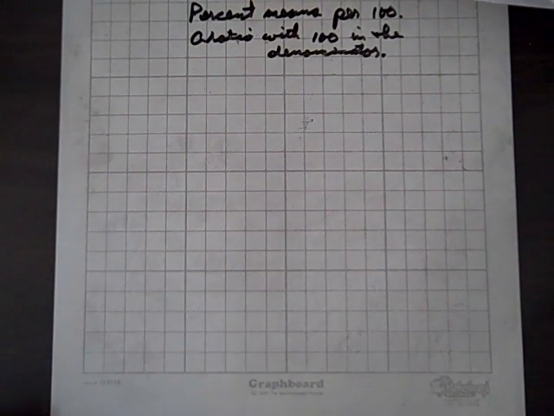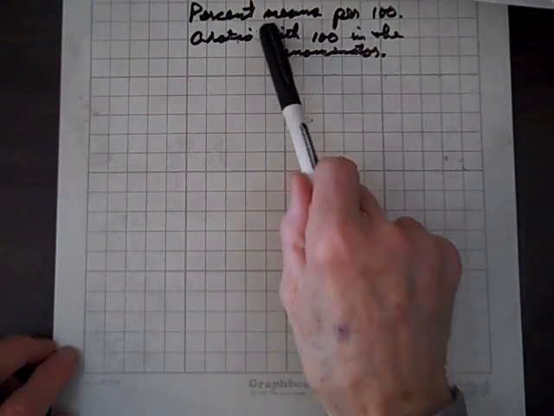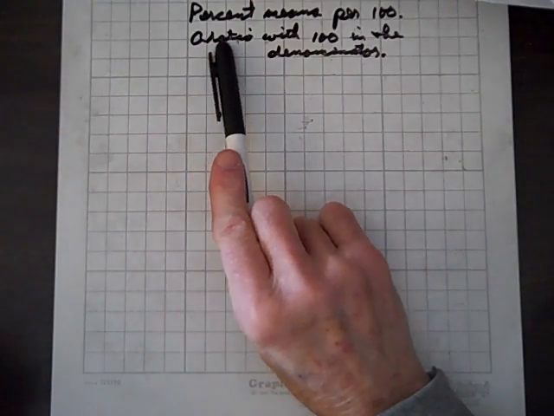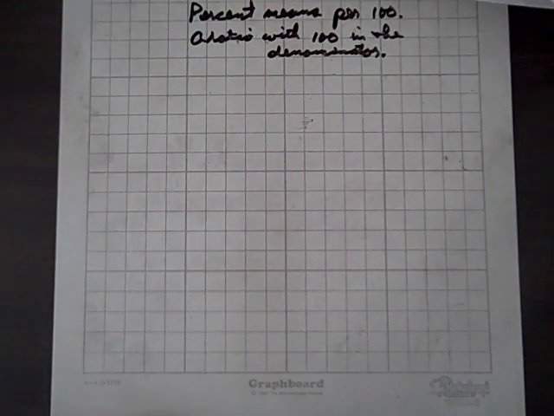Well, we're talking about percent, and percent means per 100. In other words, if you have a ratio, 100 will be in the denominator. Now, let's apply percents to going out to eat.